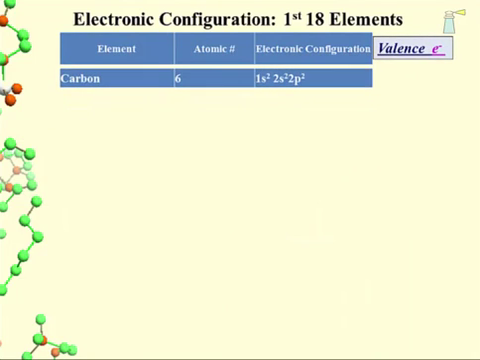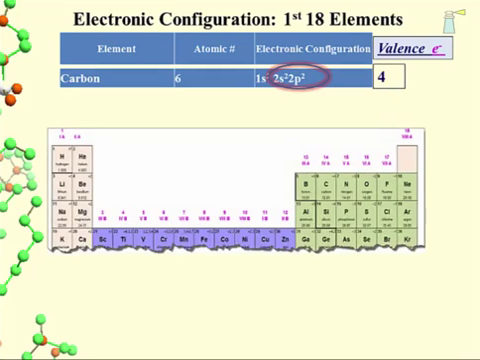Given carbon's electronic configuration, how many valence electrons does it have? We see that after the filled 1s orbital, it has 2 electrons in its 2s block and 2 in its 2p. That's 4 valence electrons. Consulting the periodic table and finding carbon, we note that the Roman numeral on the top of the column also gives us 4, as does subtracting 10 from 14.